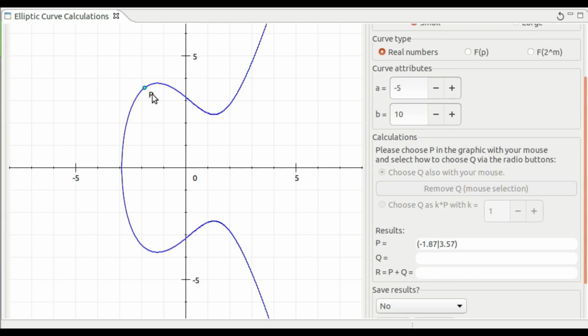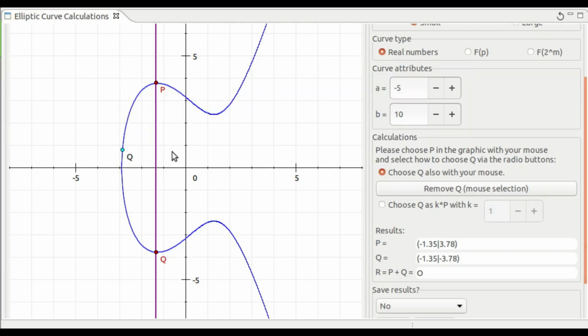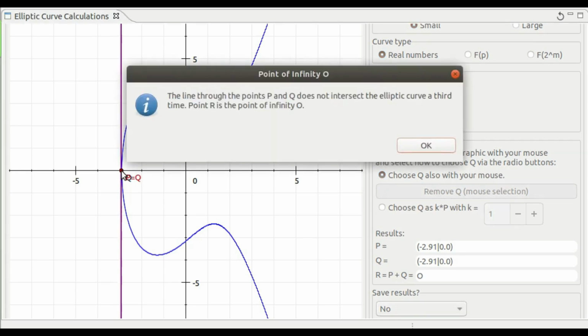The third case is addition of vertical points. Let's take P here and Q here. Here the x coordinates of P and Q are the same. If you join these 2 points with a line, it will not intersect the curve at a third point. See this message: the line through points P and Q does not intersect the elliptic curve a third time. The point R is the point at infinity.